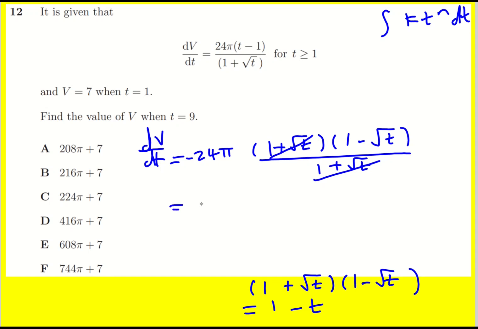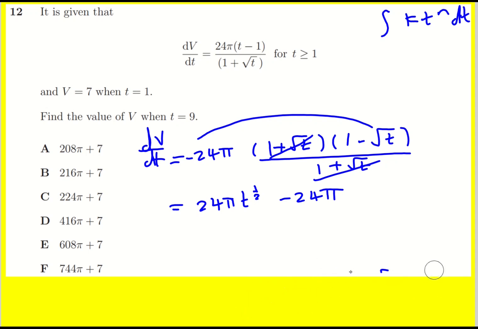I'm going to get rid of the negative, actually. It's going to become 24 pi t to the half, because I've timesed these two together, and then minus 24 pi. Okay, ready to integrate. Just got to remember that we're given a little condition: when v is 7, t is 1, but that is just going to allow us to work out the value of c, the arbitrary constant.